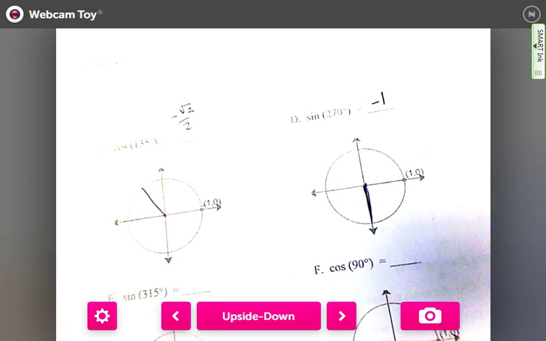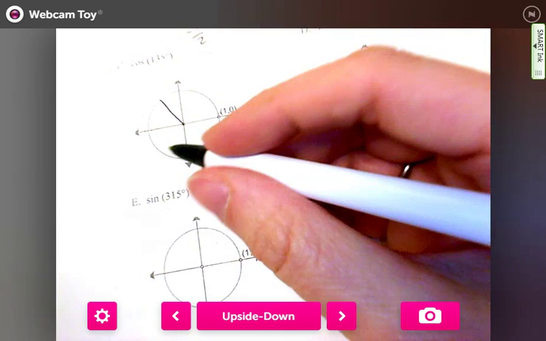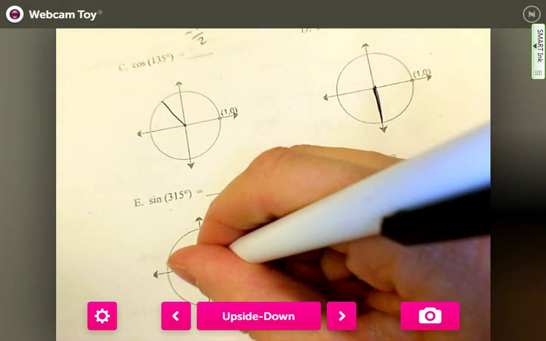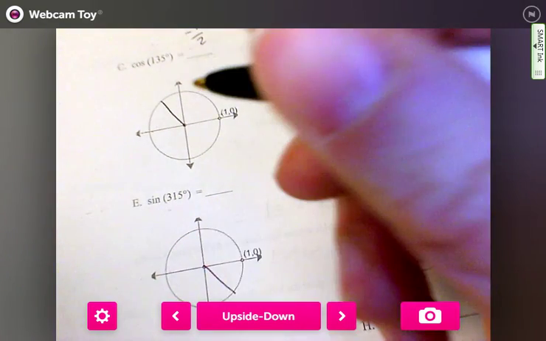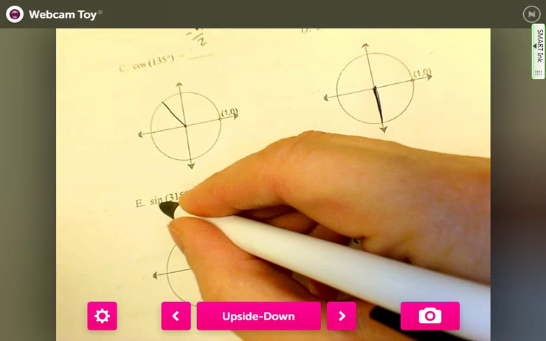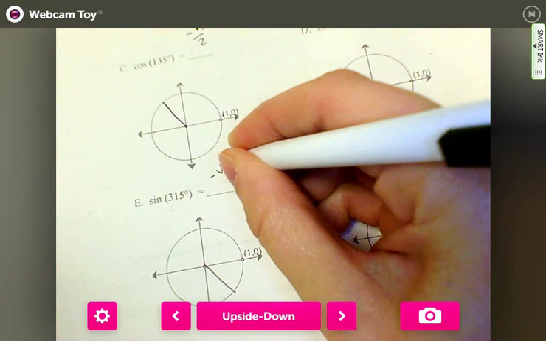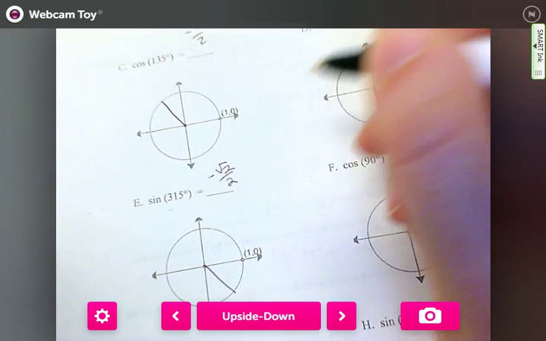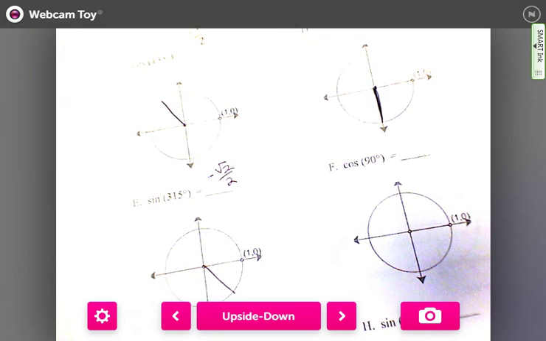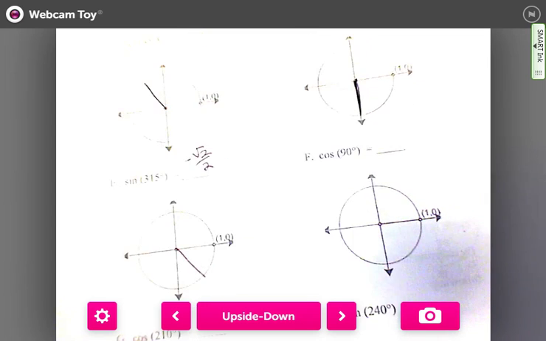Okay. 315 is right here. I want the Y value for 315, so that's negative square root 2 over 2. So all of these are going to be either 0, 1, square root 2 over 2, 1/2, or square root 3 over 2. And then it just matters if they're positive or negative. So there's only 5 options for these.